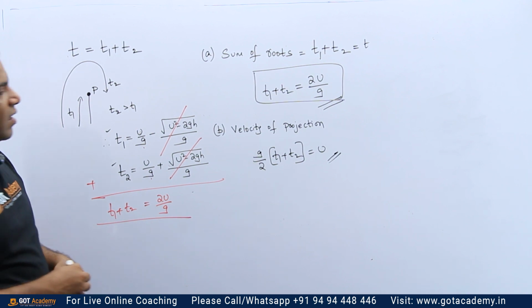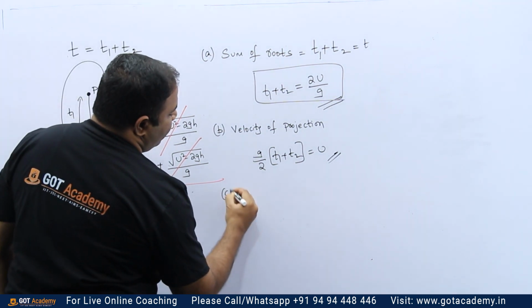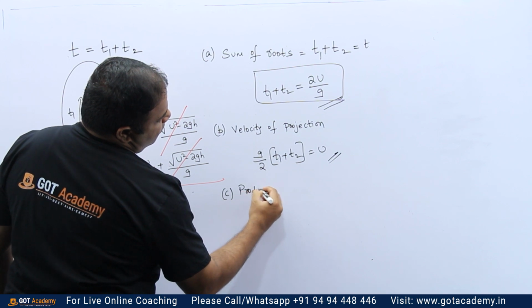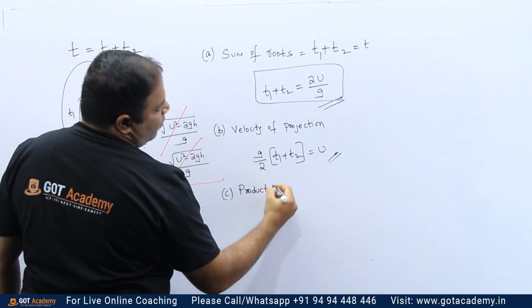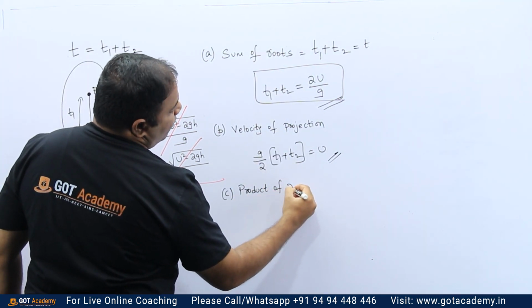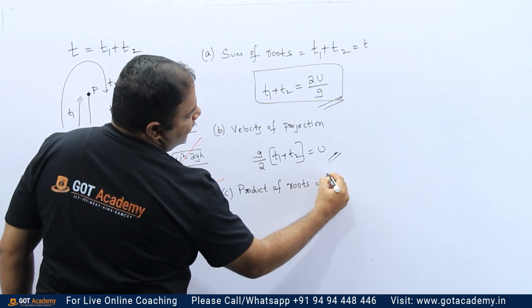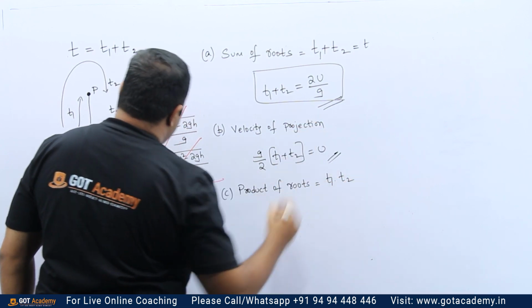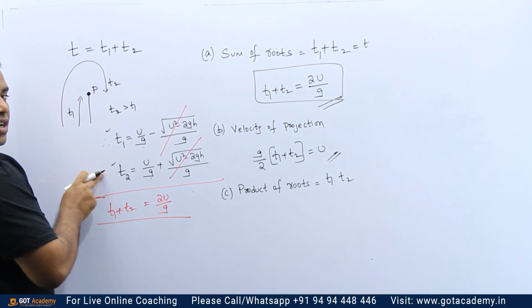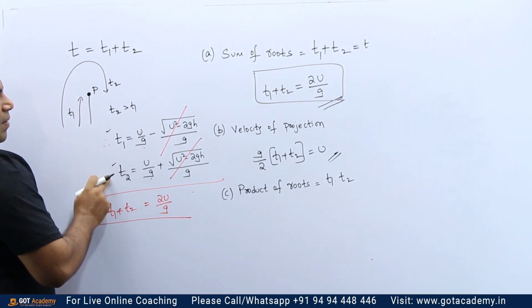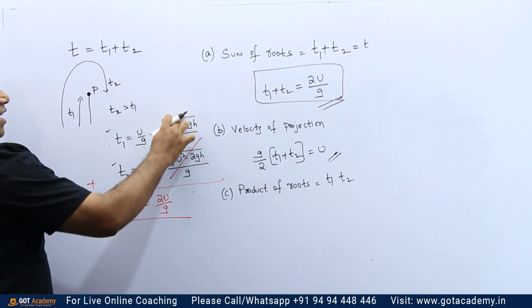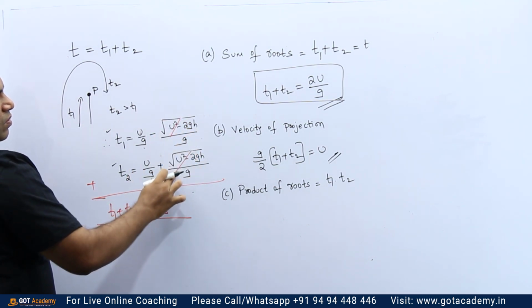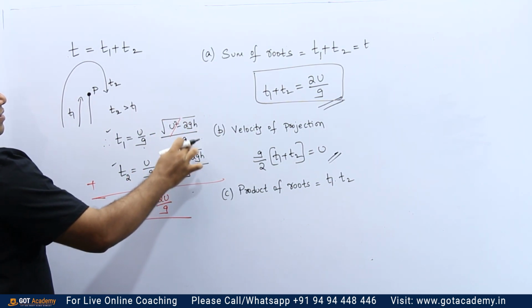Okay. Now next one: product of the roots. Here we have found the sum of the roots. Now we are going to find the product of the roots, that is t1 into t2. It was very clear what t1 and t2 are, so you have to multiply these two. So my dear children, just observe these two equations.